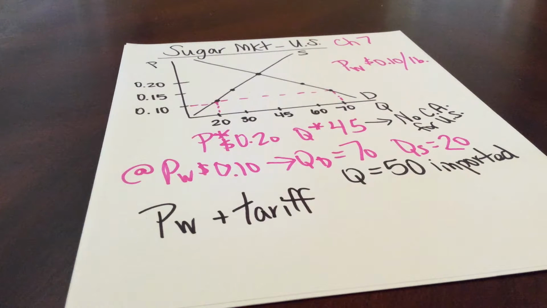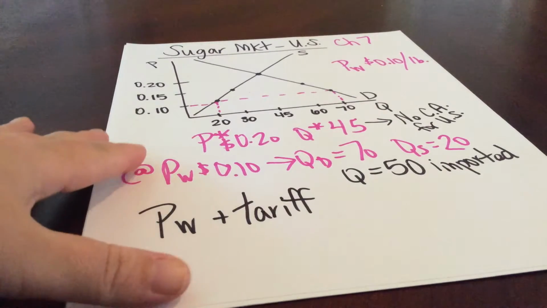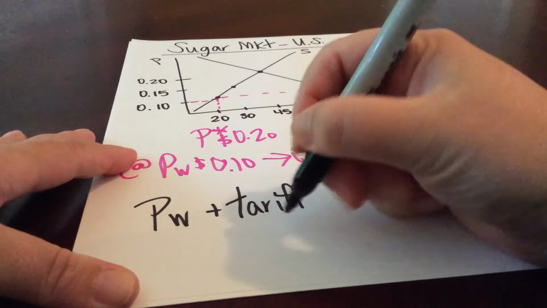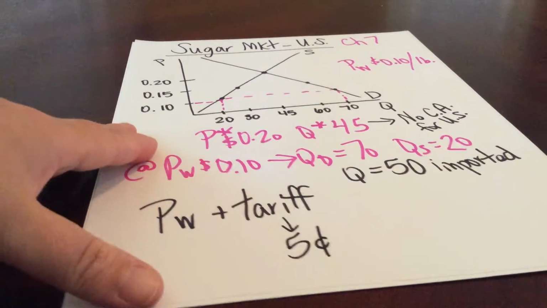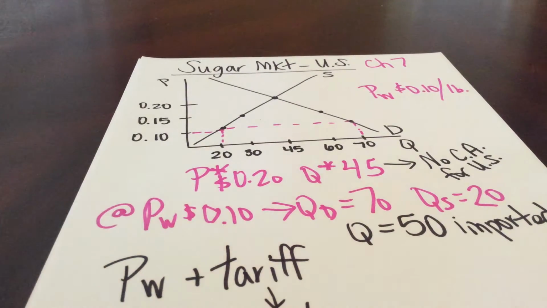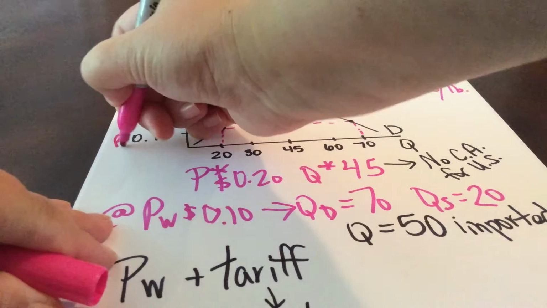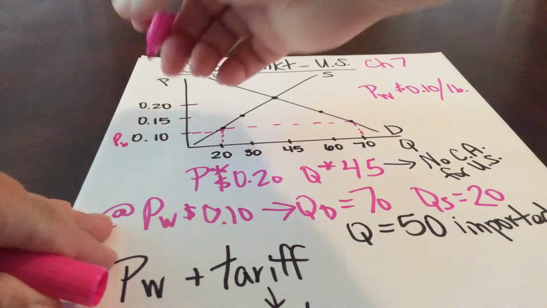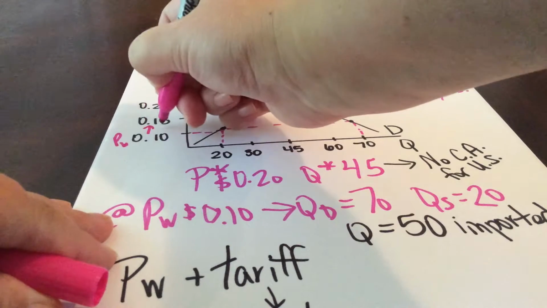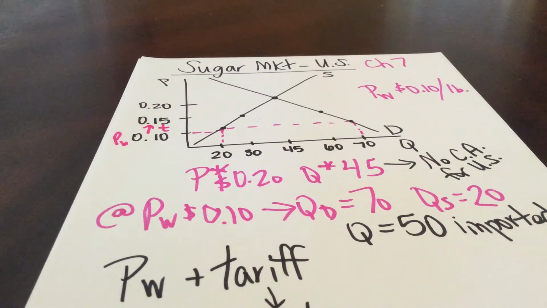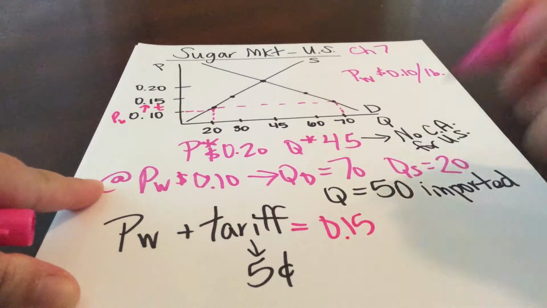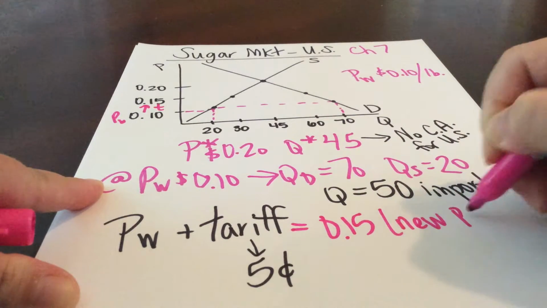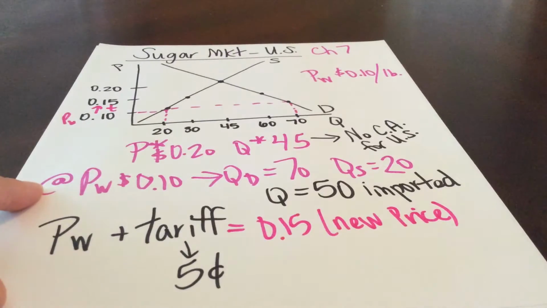The government's also going to benefit. They're going to see an increase in tax revenues. All right, so let's look at this more closely. Let's say that our tariff here is going to be 5 cents per pound. Going back up to our graph, we were at a world price of 10 cents, but we're going to add the tariff or that tax, 5 cents. That's going to raise the price of sugar in the U.S. There's going to be our new price, 15 cents per pound.